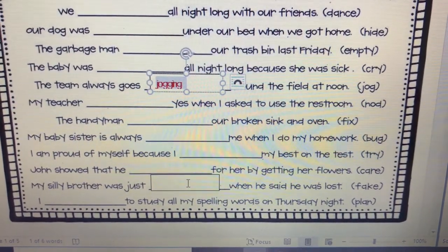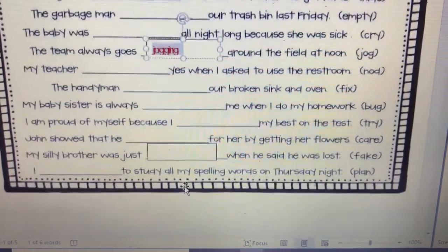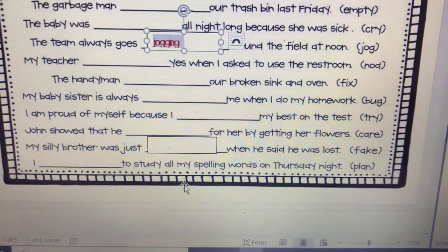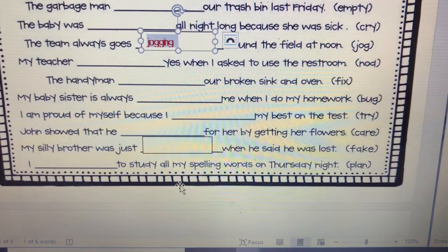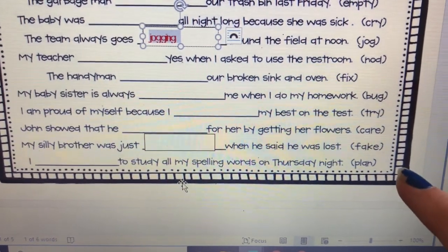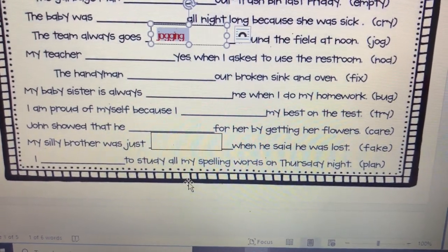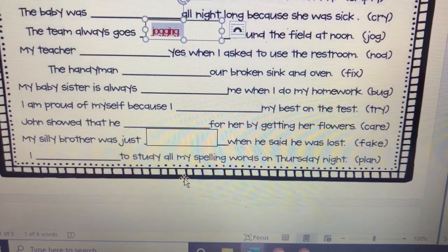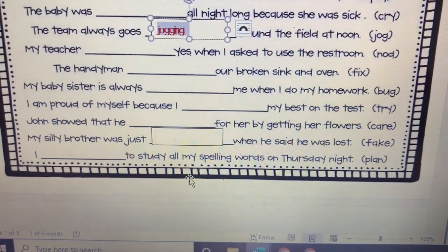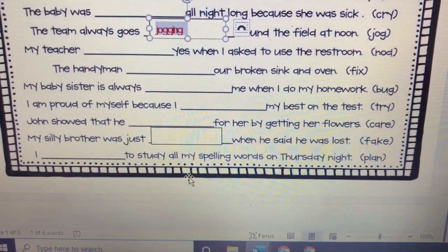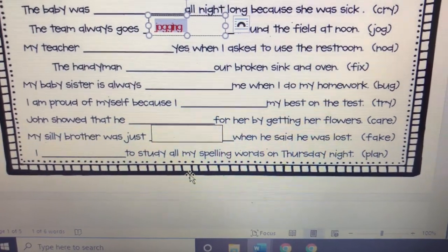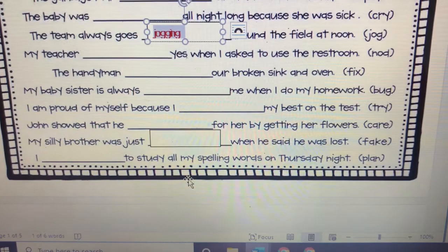All right. And let's look at this one down here. My silly brother was just blank when he said he was lost. Our word is fake. So, was it my silly brother was just faked when he said he was lost? Or my silly brother was just faking when he said he was lost? And I think it's faking, because faked doesn't sound right.